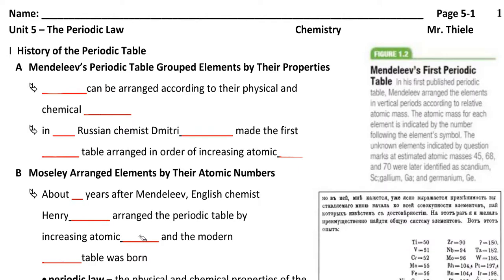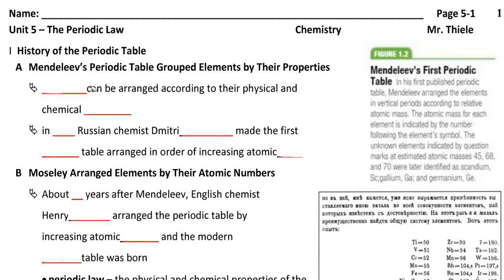Okay, we're now making a video going over Unit 5 notes. This is the periodic law. We're going to take a look at pages 1 and 2 here. So we're going to start off by going over a brief history of the periodic table and how it was developed, and then we'll get into some of the finer aspects of the periodic table.